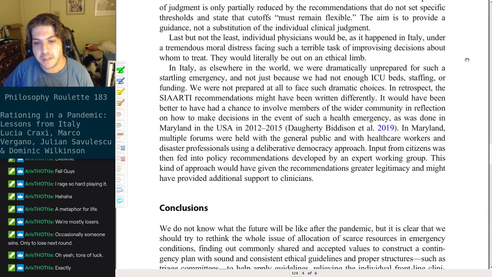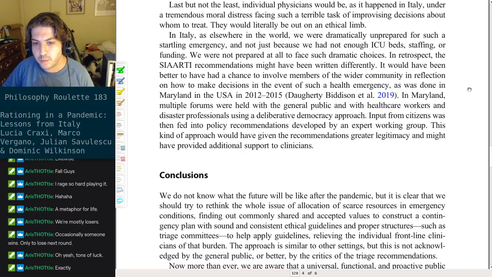It would have been better to have had a chance to involve members of the wider community in reflection on how to make decisions in such a health emergency, as was done in Maryland in the USA in 2012 to 2015. What did we do in Maryland? In Maryland, multiple forums were held with the general public and with healthcare workers and disaster professionals using a deliberative democracy approach. Input from citizens was then fed into policy recommendations developed by an expert working group. This kind of approach would have given the recommendations greater legitimacy and might have provided additional support to clinicians.